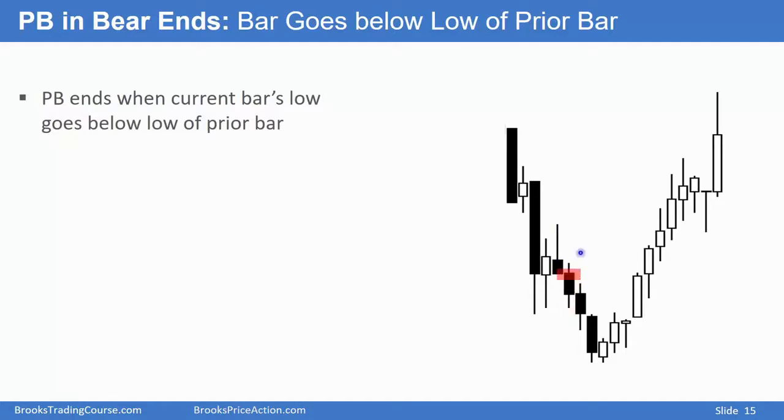The pullback can fail, and we can go up for a second or a third leg and maybe form a wedge bear flag, and then resume down. But this is a reasonable short, especially with these 2 big bear bars, so a fairly strong bear trend. A lot of times, most of the time, the low 1 will be profitable.